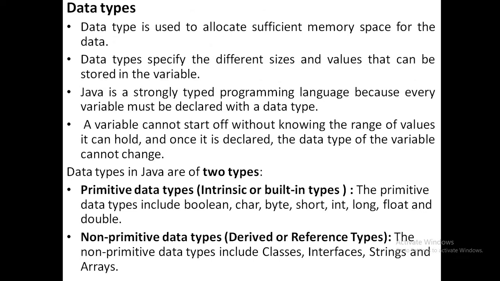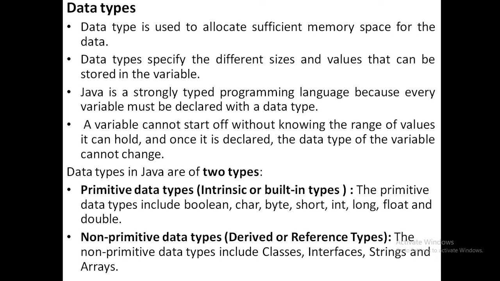Data types. A data type is used to allocate sufficient memory space for data. Data types specify the different sizes and values that can be stored in the variable. Java is a strongly typed programming language because every variable must be declared with a particular data type. A variable cannot start off without knowing the range of values it can hold, and once it is declared, the data type of the variable cannot change.